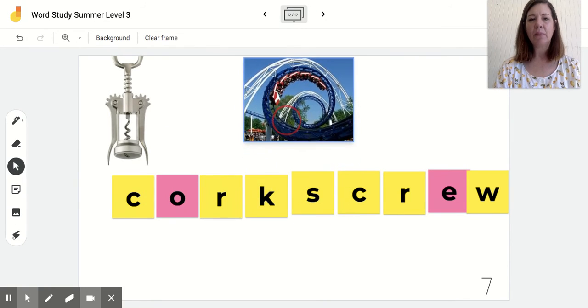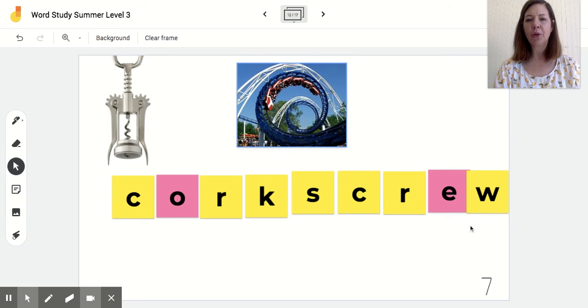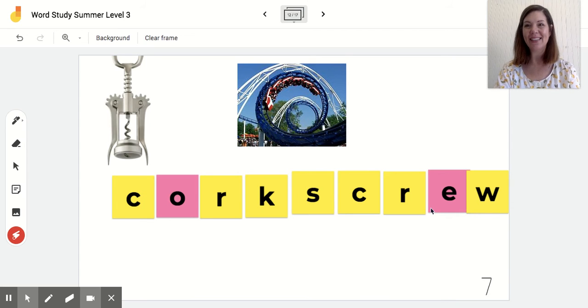We're making this big long word today, corkscrew, because we want to pay attention to these vowel parts. So we've already learned about the OR part. Today I want us to focus in on this vowel part, the EW. And EW says, ew. You might know that from Rhyme Magic. So have you made corkscrew? Go ahead and check it.